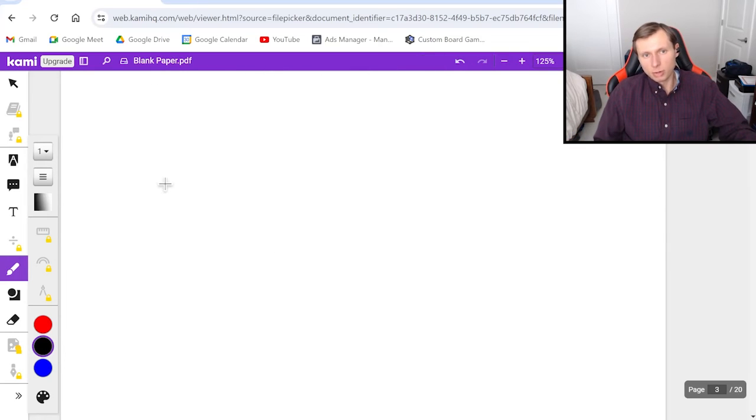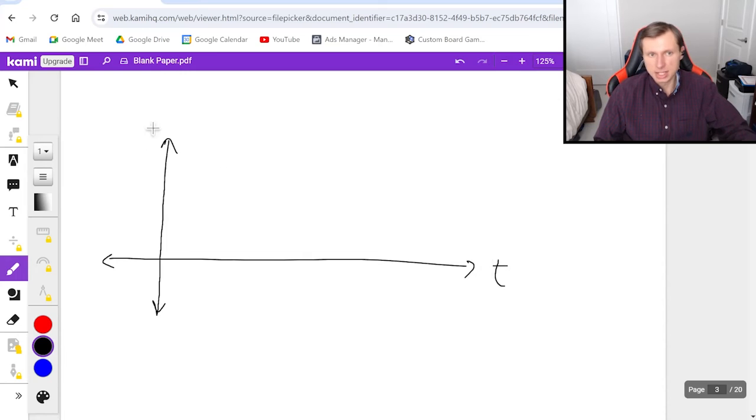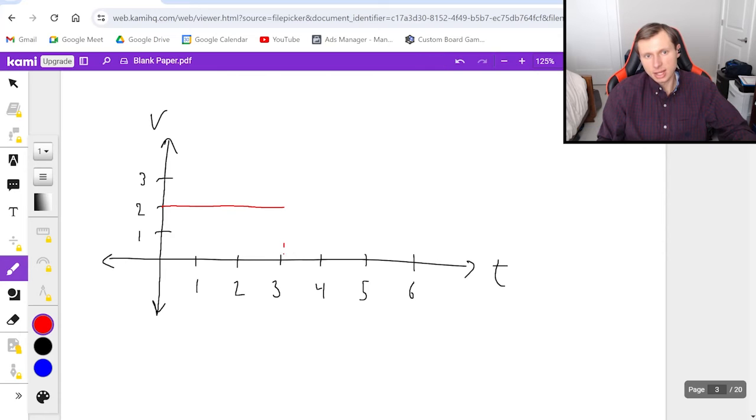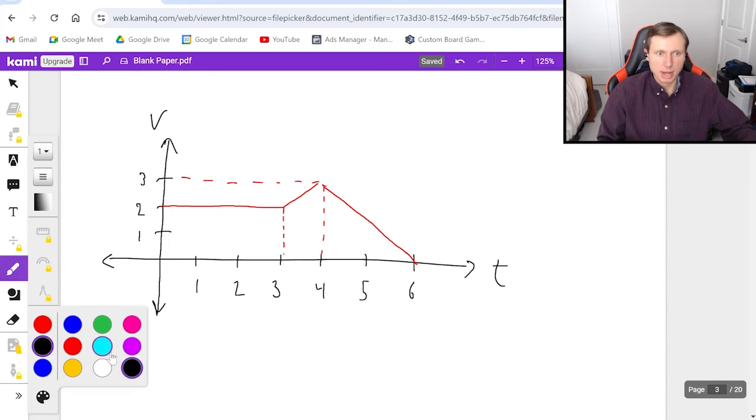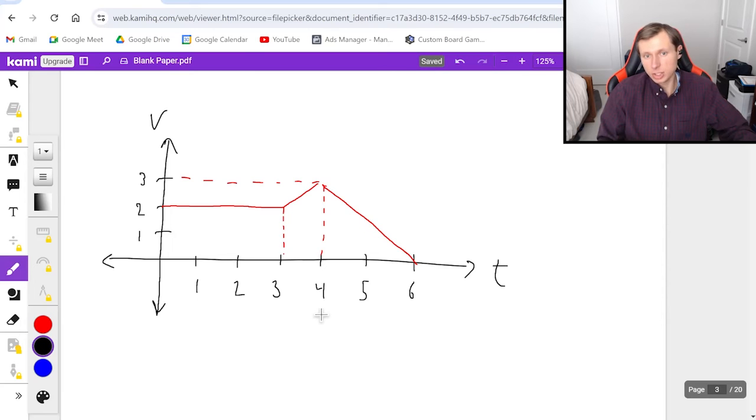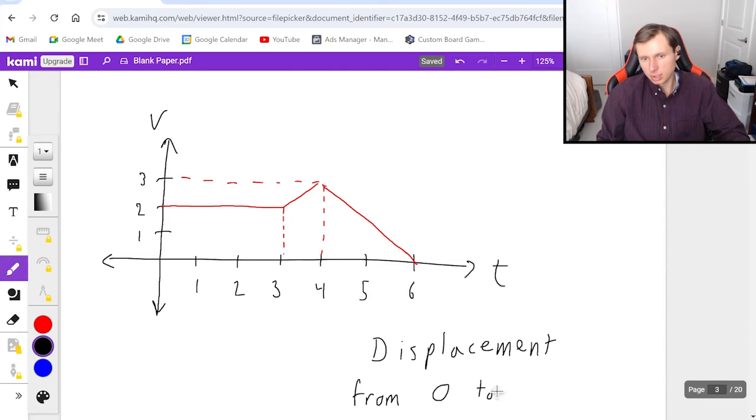Now I've got one more for you. This one is going to be different from the rest. I have a velocity versus time graph. So for the first few seconds, it's going to be going straight. Then at 3, we're going to jump up to right there. And then we're going to go back down for the rest of it. And my question for you is not the acceleration. I want you to find the displacement from 0 to 6 seconds.